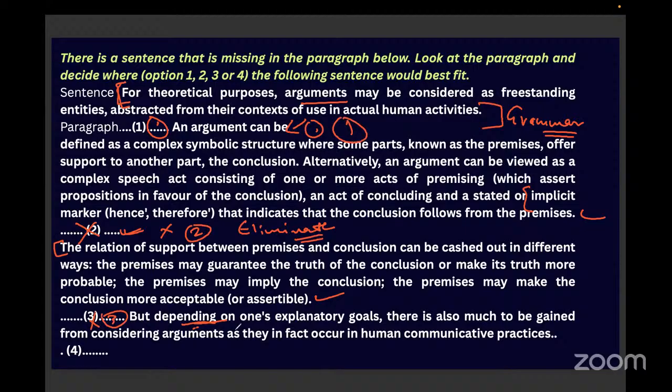Now let's go ahead. But depending on one's explanatory goals, there is also much to be gained from considering arguments as they in fact occur in human communicative practices. For theoretical purposes, this is better than first. फोर्थ में ये बराबर बैठ रहा है, आगे कुछ है नहीं, ये कंक्लूड कर रहा है ह्यूमन एक्टिविटीज को, यहाँ पे ह्यूमन कम्युनिकेटिव वेज को कंक्लूड कर रहा है. Here the answer is 4. So the sentence is going to be put in option 4.